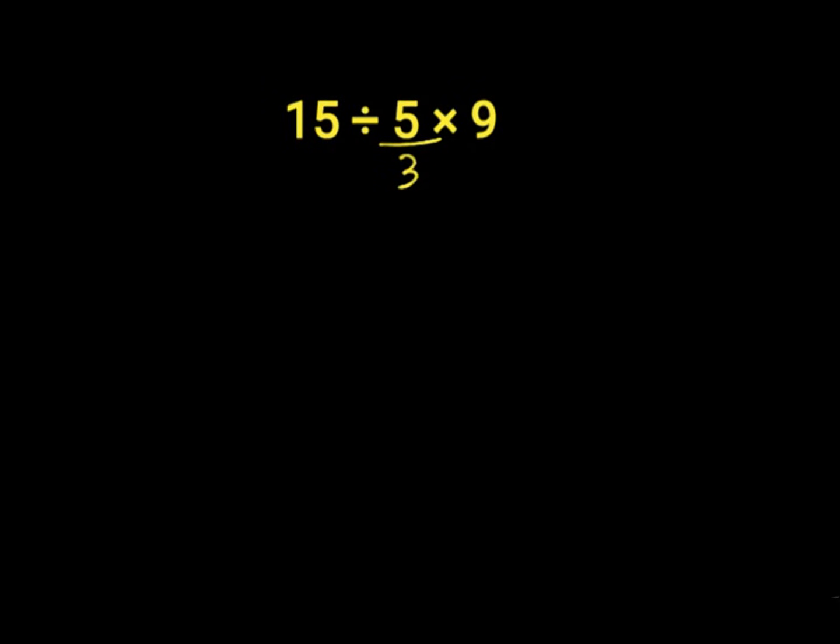15 divided by 5/3 times 9. 3 into here 1, 3 into here 3. Then we are left with 15 divided by 5 times 3. 5 times 3 will give us 15. Then we have 15 divided by 15. 15 divided by 15 will give us 1.